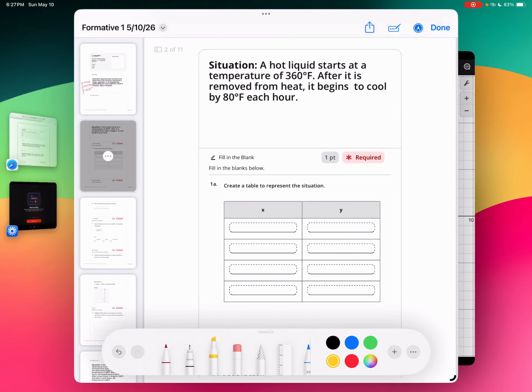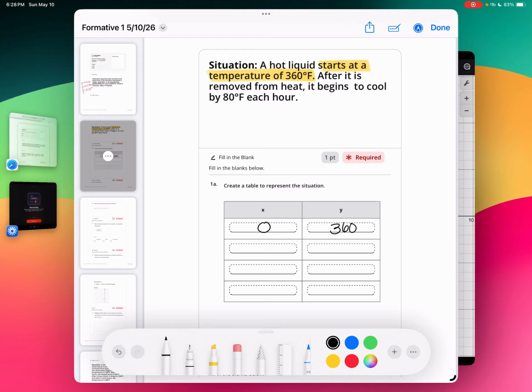let's look for key vocab. Starts at a temperature of 360. Okay, so what am I going to do? I'm going to go into here. Starting would be your y-intercept. So at 0 hours, it's at 360 degrees.